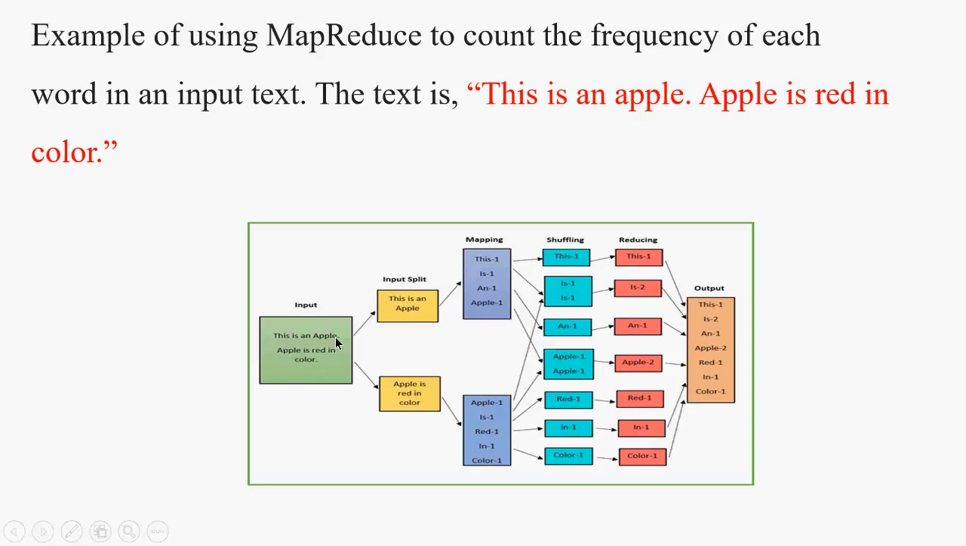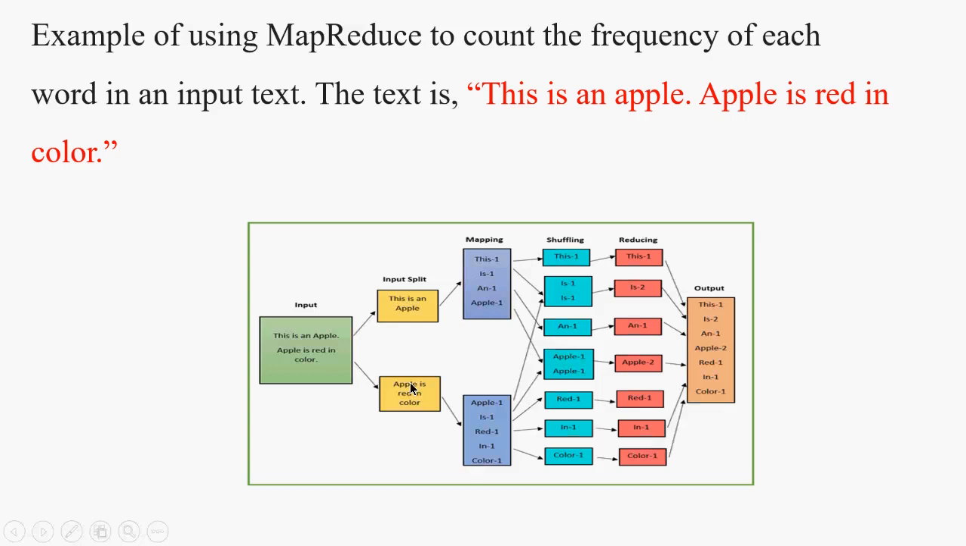My input is, "This is an apple. Apple is red in color." Now I have split it into 2 input splits, where the first input split holds "This is an apple", and the second input split holds "Apple is red in color". Now I am giving it to the mapper. This is my input to the mapper. I told you earlier, the mapper will generate a subset of your original data set in the form of key value pairs. You can see this is the key and this is the value. It takes each word and tells its occurrence: this, one occurrence; is, one occurrence; an, one occurrence; apple, one occurrence.